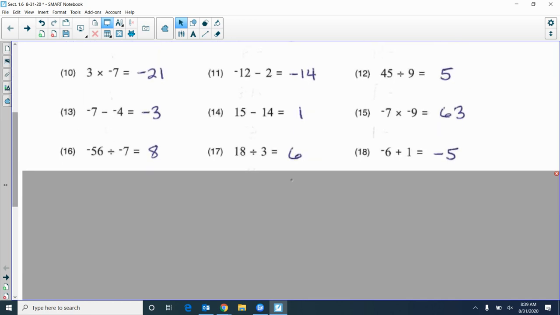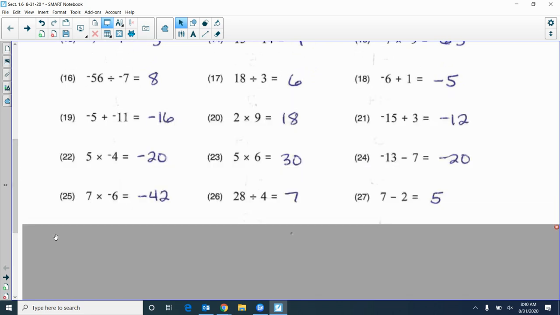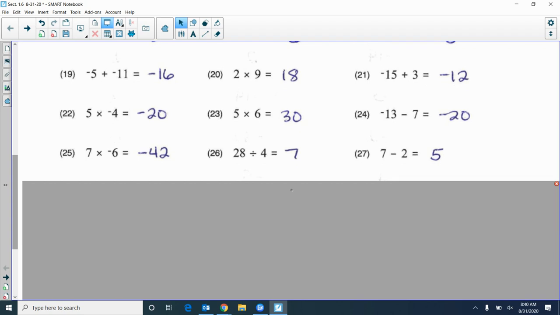10 is -21. 11 is -14. 12 is 5. 13 is -3. 14 is 1. 15 is 63. 16 is 8. 17 is 6. And then 18 is -5. 19 is -16. 20 is 18. 21 is -12. 22 is -20. 23 is 30. 24 is -20. That's a negative in front of there. 25 is -42. 26 is 7. And then 27 is 5.